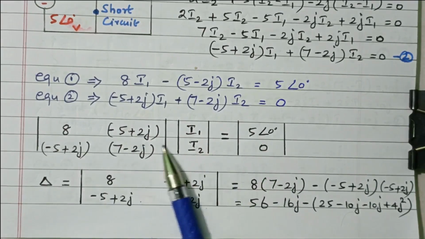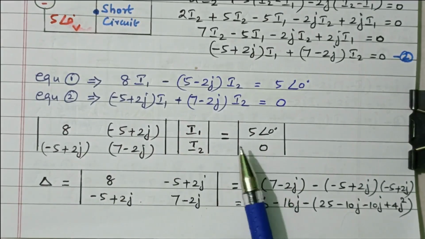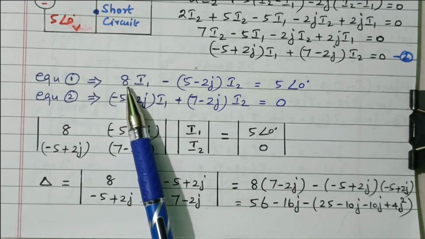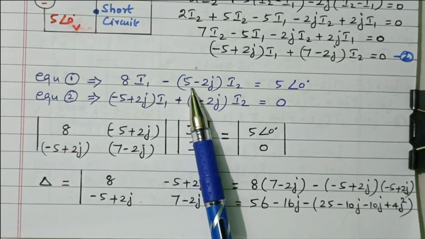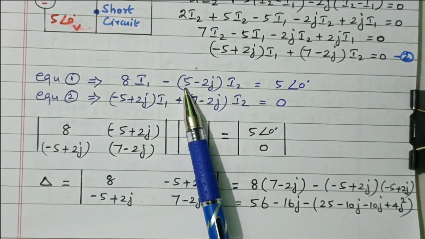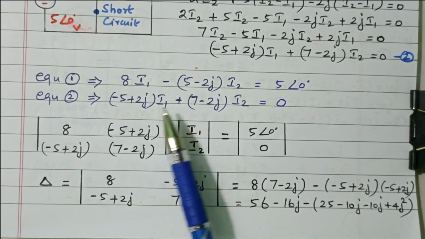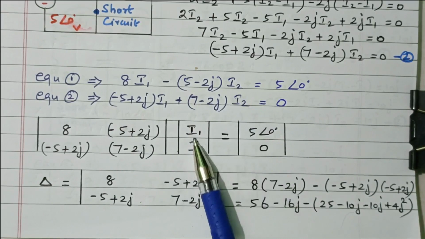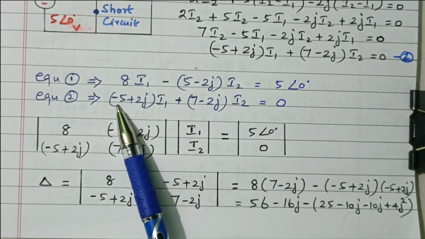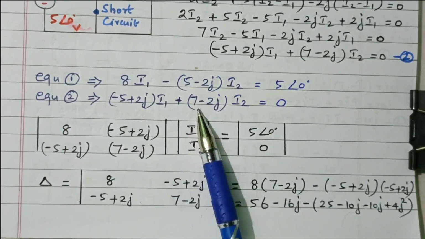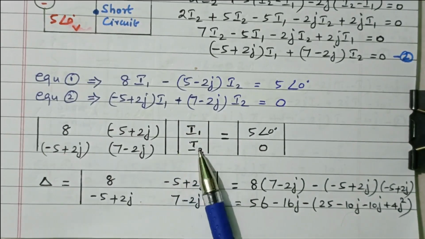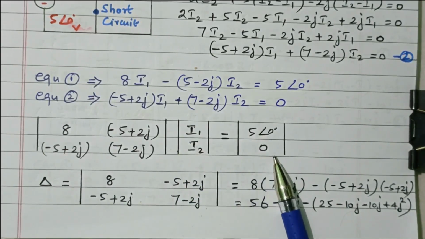Now we can write the equation in matrix format. V equal to I into R: voltage matrix, current matrix, resistor matrix. So this 8 is written here, and the minus is multiplied inside, so minus 5 plus 2j, equal to, into I1 and I2. Here the 5 volt source is there, and here the voltage is 0. The second equation, minus 5 plus 2j, 7 minus 2j. So this is the resistor matrix, this is the current matrix, and this is the voltage matrix.